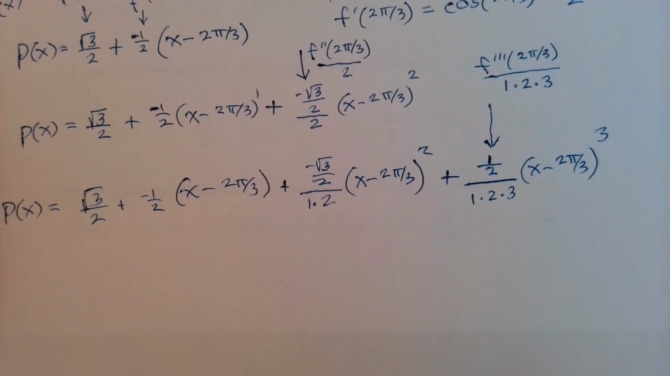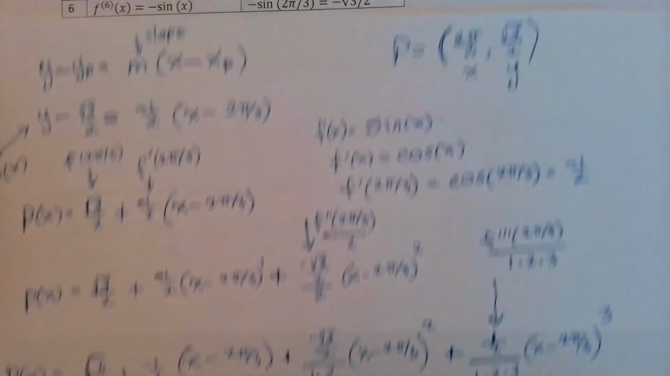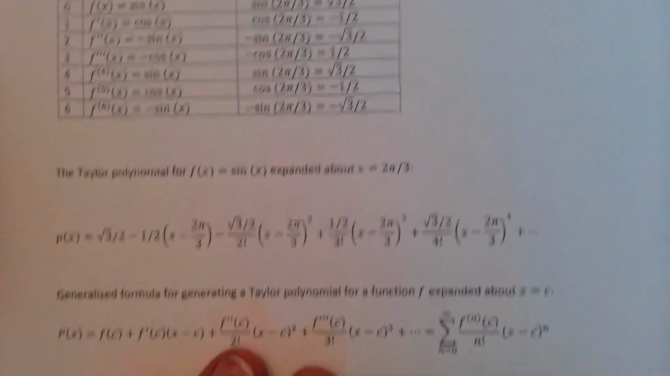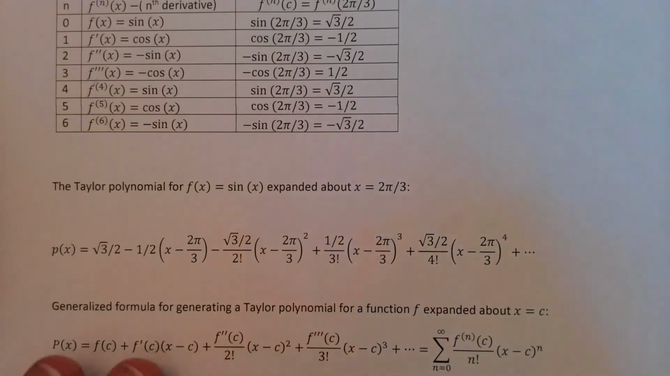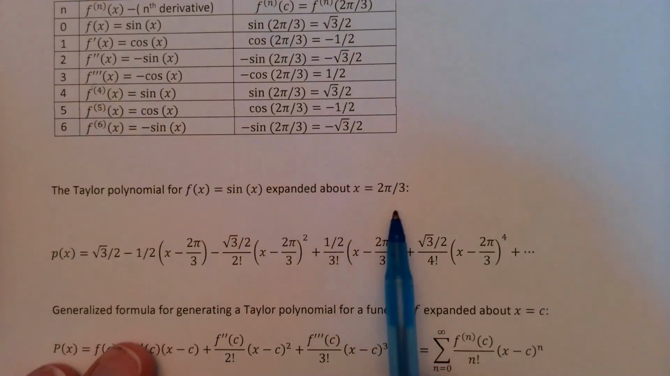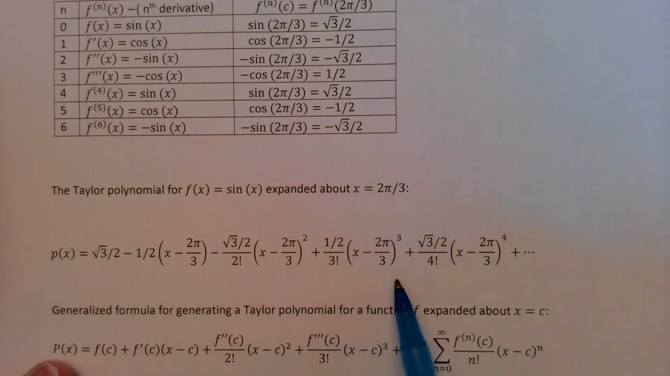Okay, we're at 20 minutes. Time for the big reveal. Here is our Taylor polynomial for sine, evaluated around 2 pi over 3, or expanded around 2 pi over 3. Today we got about this far with it. This is what the next term looks like.